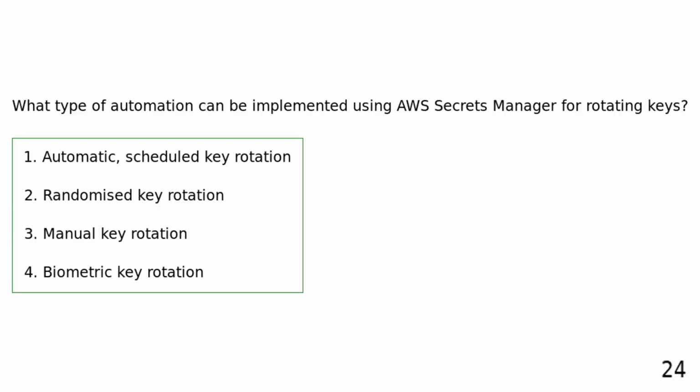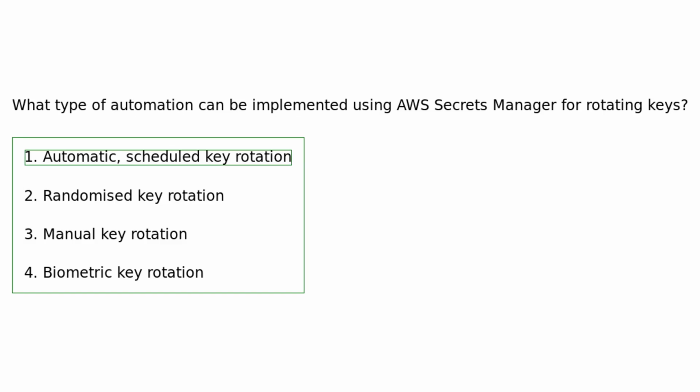What type of automation can be implemented using AWS Secrets Manager for rotating keys? Automatic, scheduled key rotation. Randomized key rotation. Manual key rotation. Biometric key rotation. AWS Secrets Manager enables automatic, scheduled key rotation to regularly update access credentials for enhanced security.